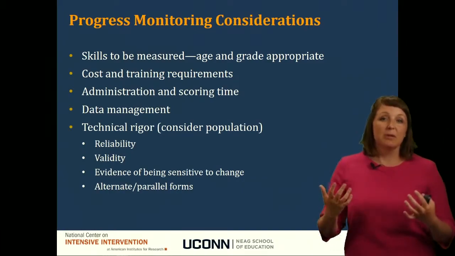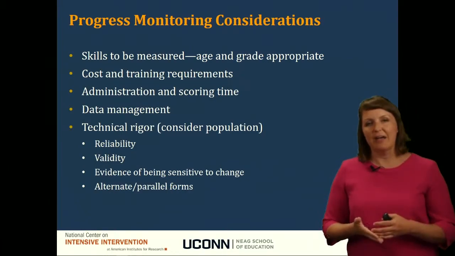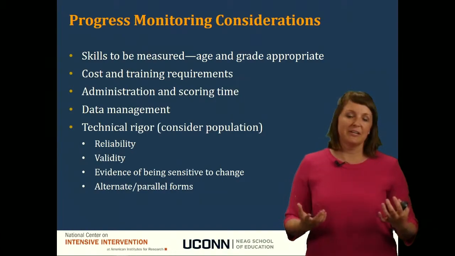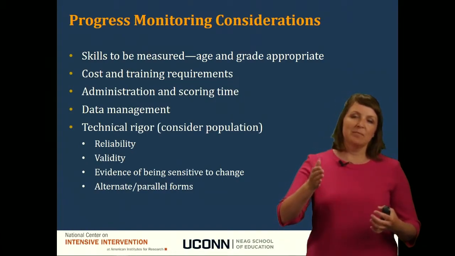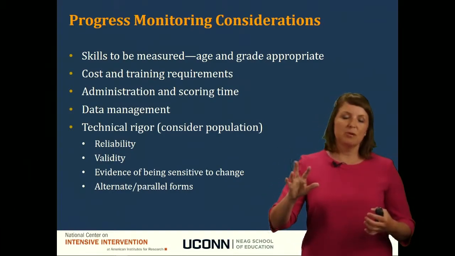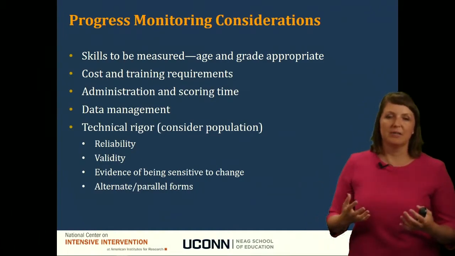And then think about the rigor of the measures that you're looking at. So are they reliable and valid, and do they have alternate forms? Alternate forms are very important because you're going to give this again and again and again, and you want to be able to understand that if you give a measure 1 week and a different measure the following week, the scores between those two measures are going to be pretty similar, so they're going to be pretty reliable.